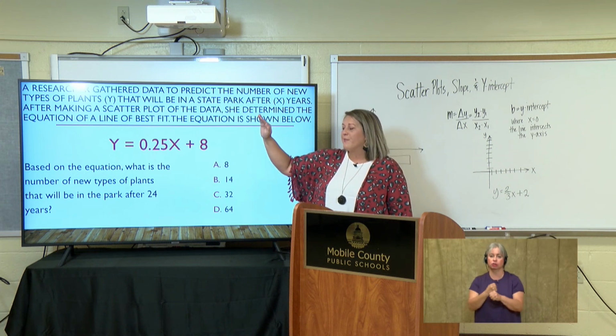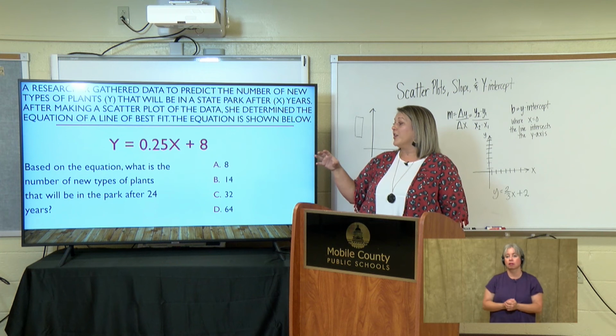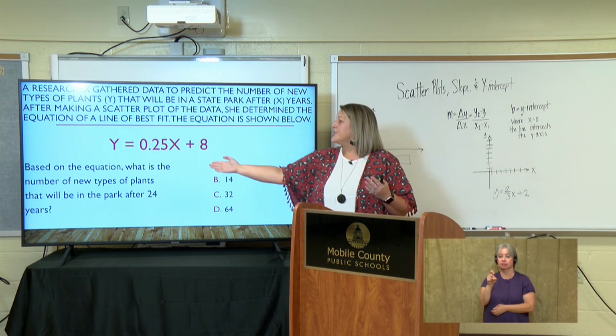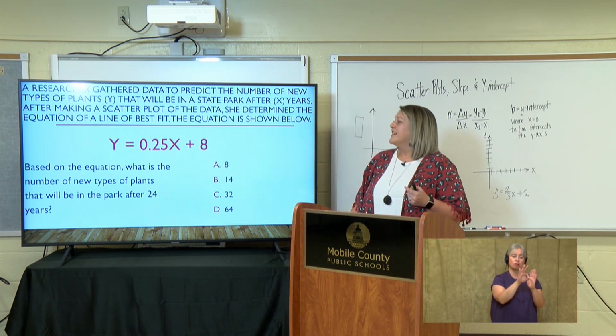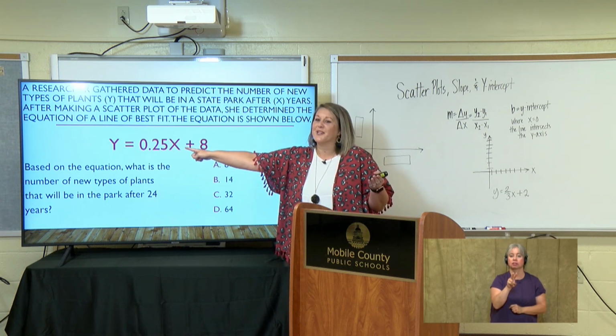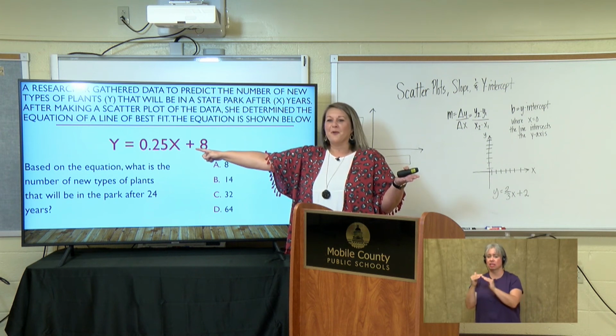So we had a scatter plot. We found the line of best fit. This is it. And now we want to plug in our x value, because it said that's what years is, x, into our formula so that we can determine which one is correct. So we have 0.25, that's our slope. We want to write that as a fraction. What do we know 0.25 is as a fraction? That's right, 1/4, a quarter.